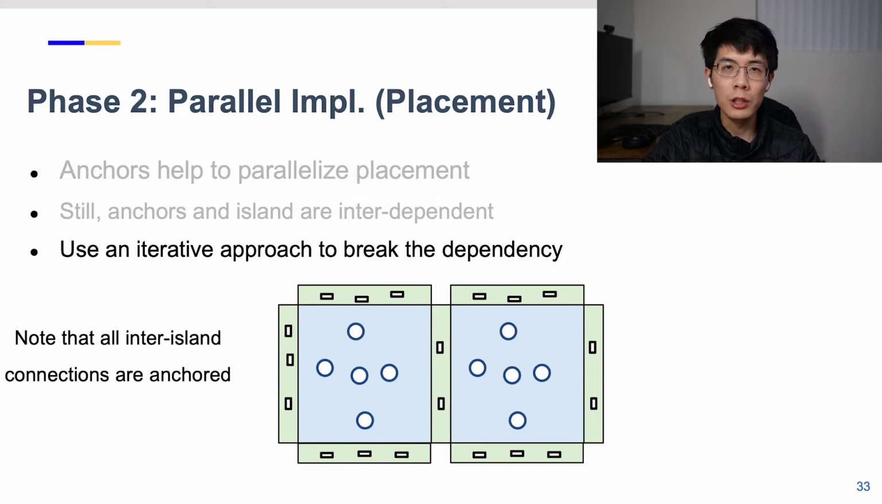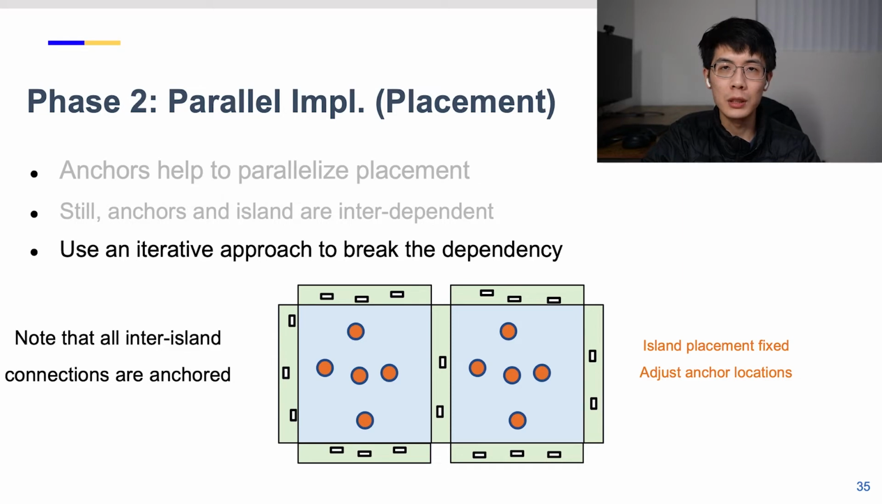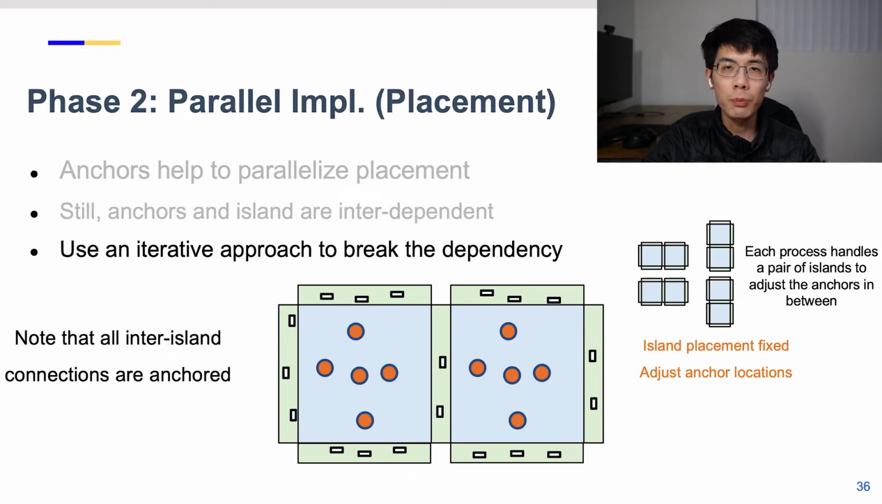In the following iteration, we fix the placement of all islands in turn. Then we adjust the anchor locations to best match their adjacent islands. To parallelize this step, each placer process handles a pair of islands and optimizes the anchors in between.